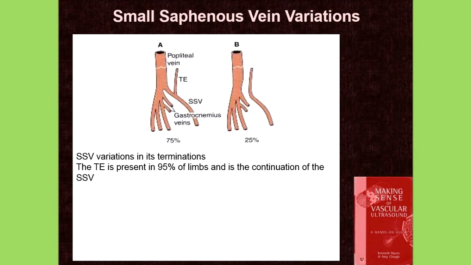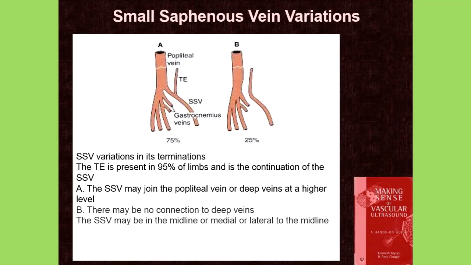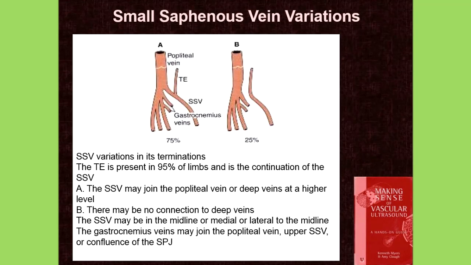Small saphenous vein has a variety of terminations. The thigh extension is present in most limbs, and it's a continuation of the small saphenous vein. The small saphenous may join the popliteal vein or deep veins at a higher level. There actually may be no connection to deep veins. That's quite common. The small saphenous vein may be in the midline, medial, or lateral to the midline.